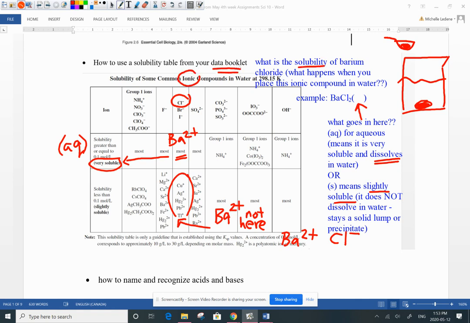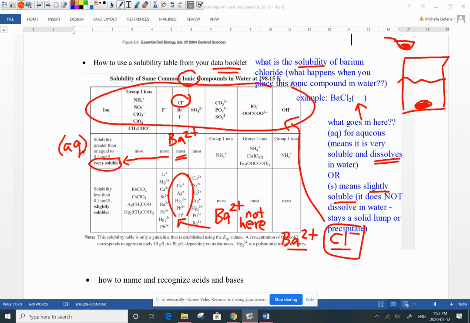And this is in my data booklet. Okay, so I've got this barium chloride. I always start by looking at the anions. So the anions are listed up here. Here's chloride. Now I look for barium. Okay, I don't see him. Well, most things are soluble. That's not barium, that's not barium, that's not barium, that's not barium. So he's not slightly soluble. He must be like most guys, he's very soluble. So he's not going to be a solid like this. He's going to break up into solution, and I would write aqueous as his state.